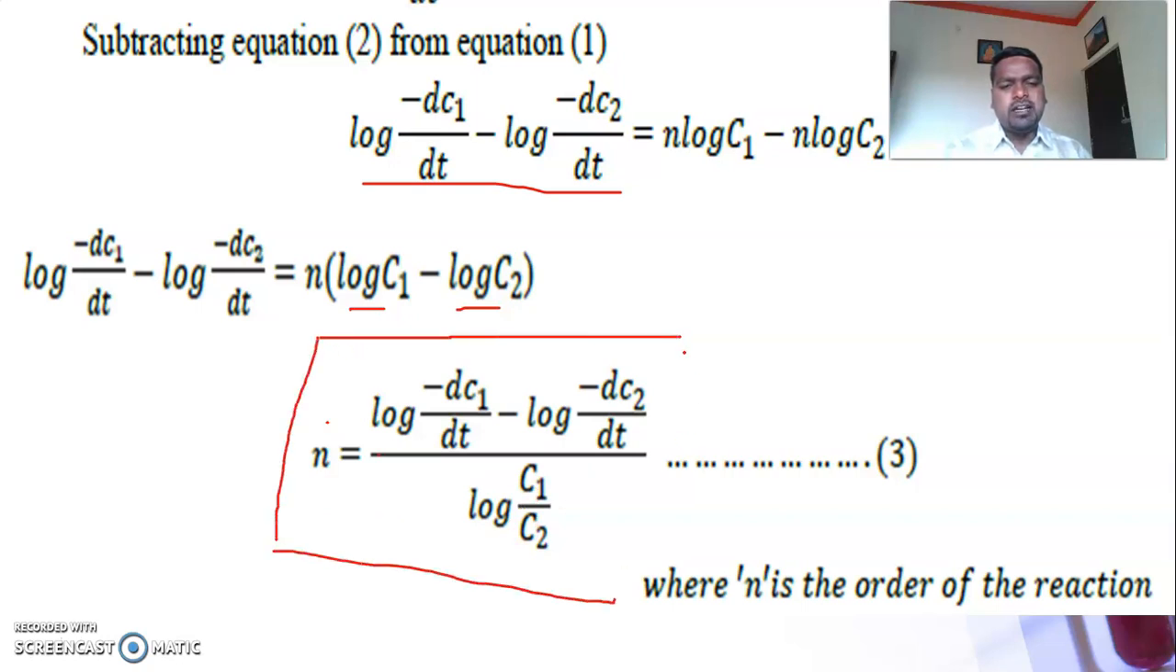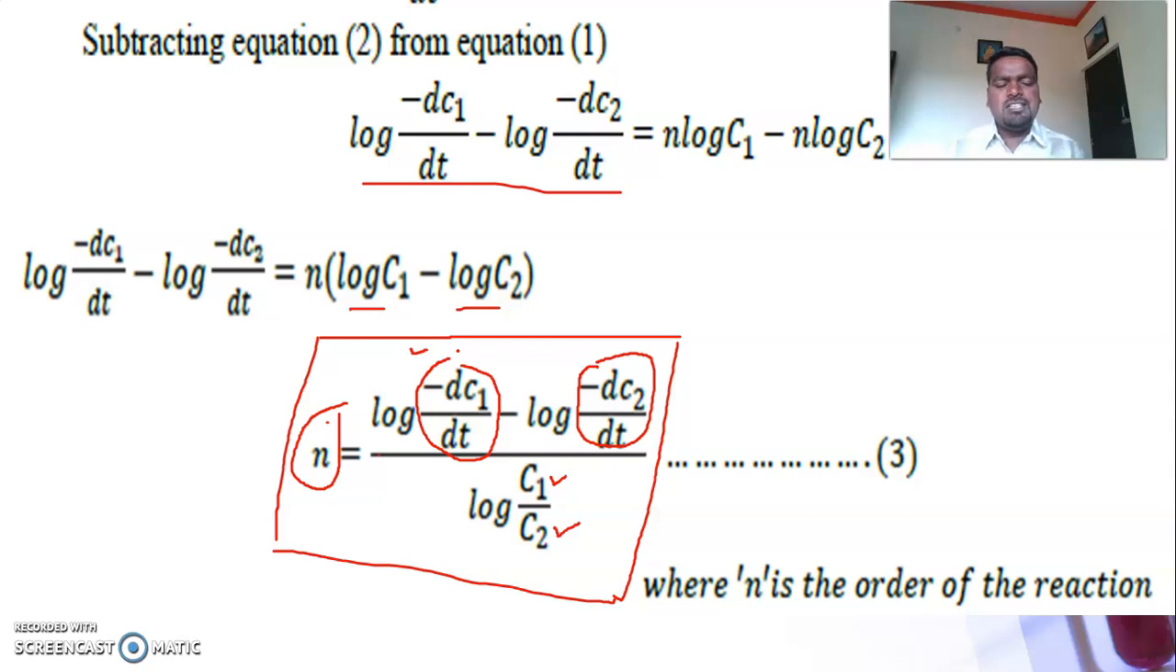By using this equation we can determine the order of any reaction. Here C1 and C2 are the concentrations, different concentrations of the same reactant of the same reaction, and this dC by dt is the rate of the same reaction at different concentrations. That means if you measure the rate of the same reaction at different concentrations like C1 and C2, we can easily calculate the order of a reaction.